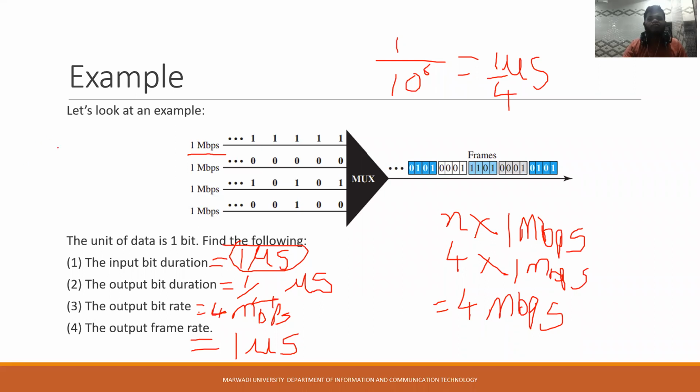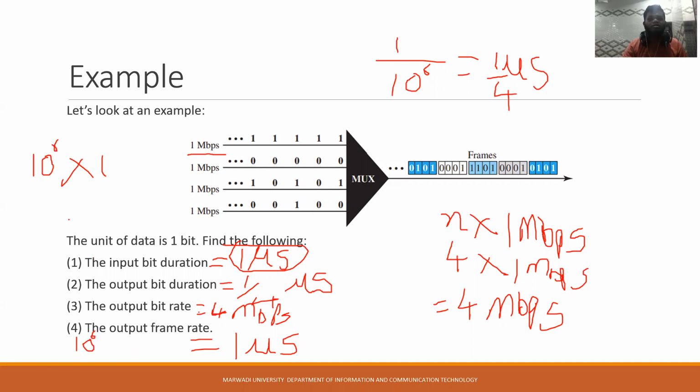So what would be the frames which would be transmitted in 1 second? That would be the frame rate. So here, as we can see, it is a 1 Mbps connection. That's why we are having 1 microsecond. So we would multiply 1 microsecond with 10 raised to 6. So it would make it 1 second. So we will have 10 raised to 6 frames per second.